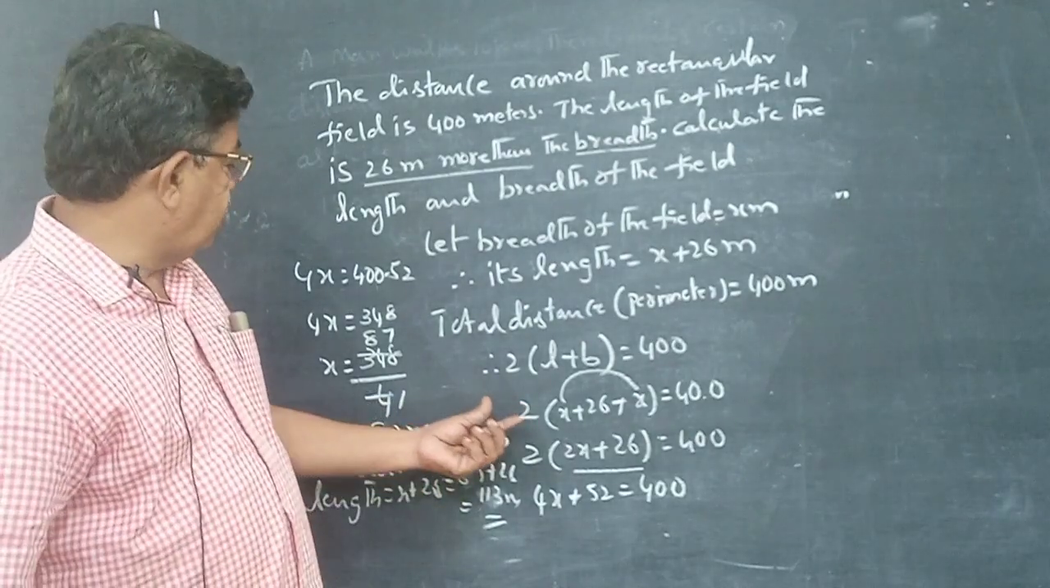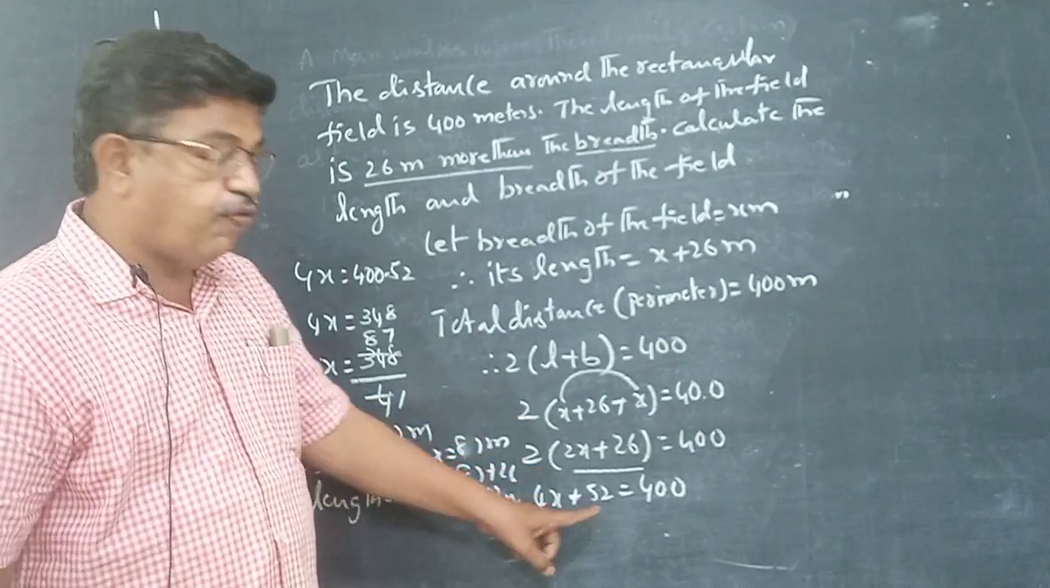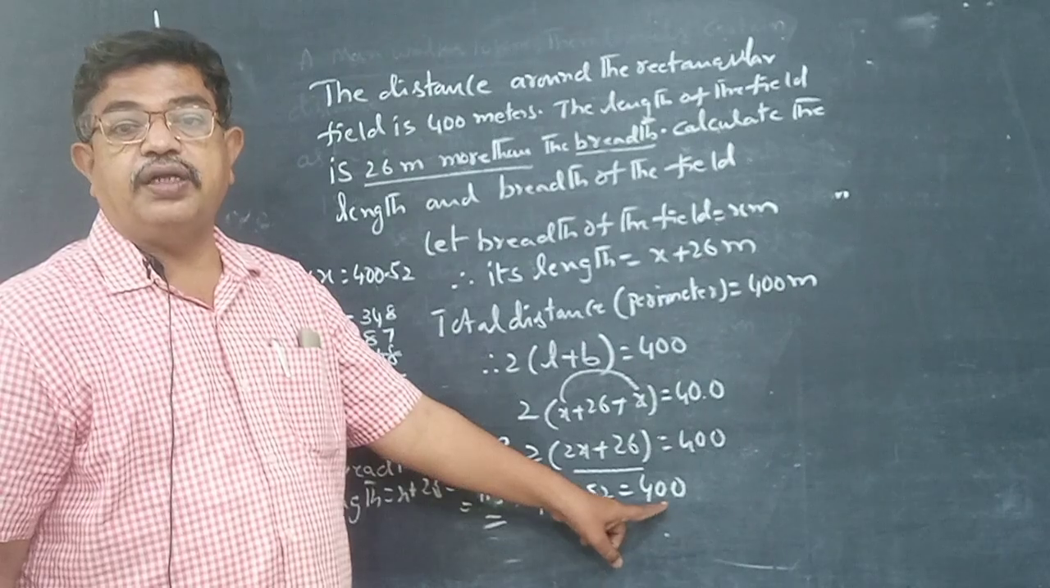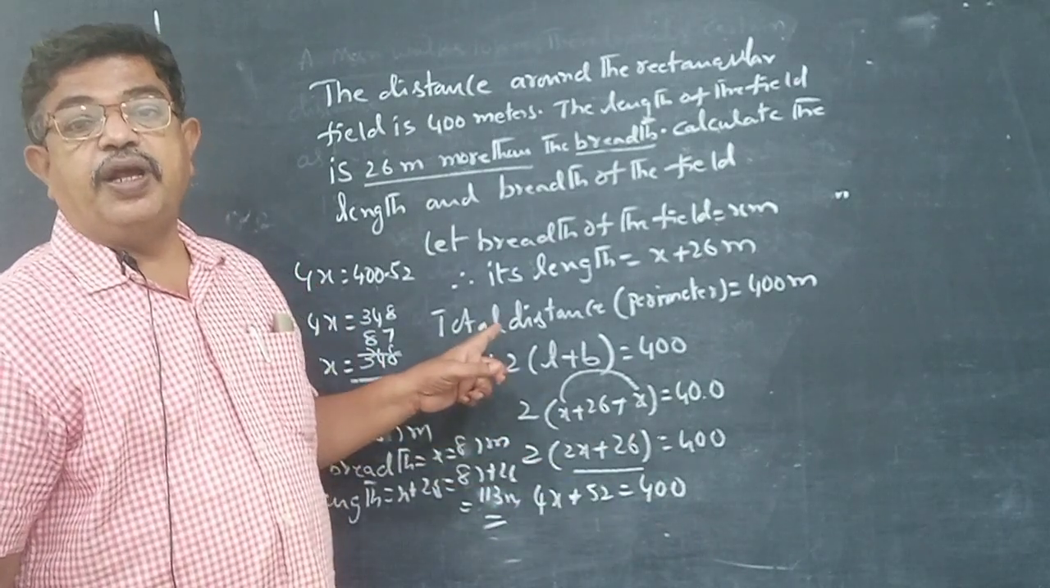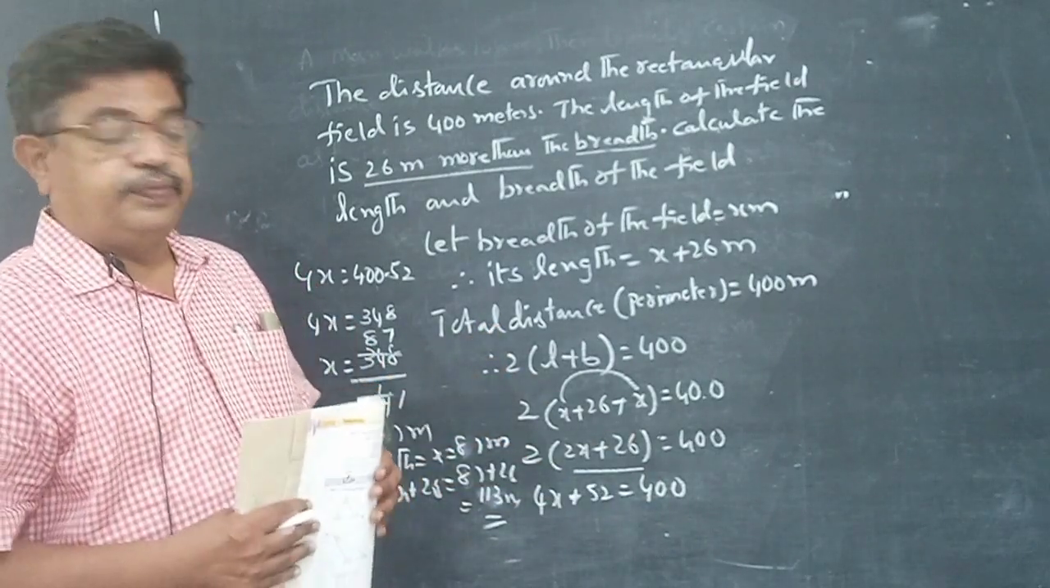So, framing this equation is important. What is the equation you got? 4x plus 52 equal to 400. This you got by applying the perimeter formula. Next.